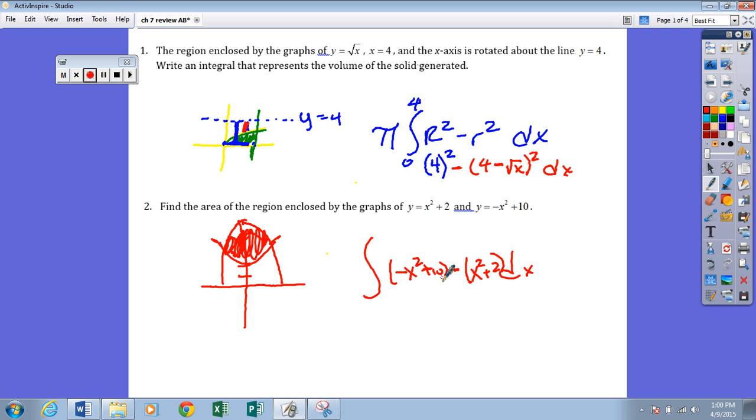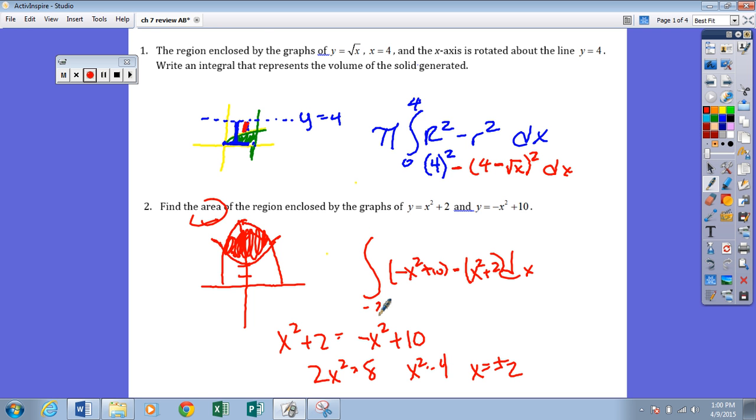And I don't need anything squared or a pi, because this is not volume. It's area. I just need to know my bounds. To find my bounds, I'm just going to take my two equations and set them equal to each other. When I solve that out, I'm going to get 2x squared equals 8, x squared equals 4, x equals plus or minus 2.